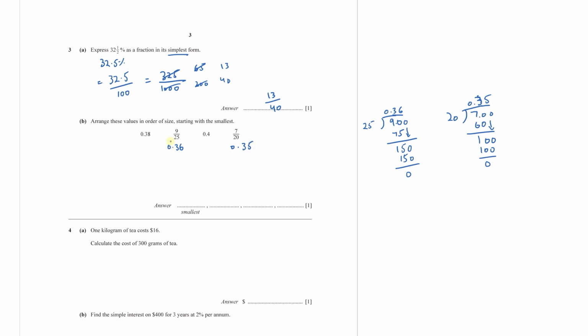Now it becomes really easy to sort them from smallest to largest. So if you look at these values, 0.35 is the smallest, so that is represented by 7 over 20. The next biggest value is 0.36, which is 9 over 25. Next value is 0.38, and then 0.4.